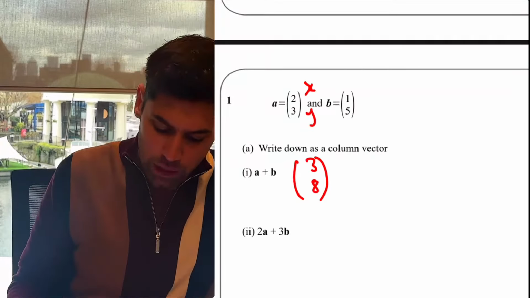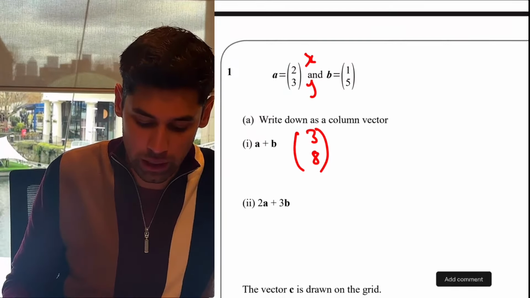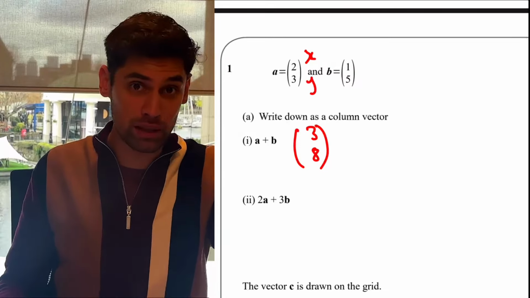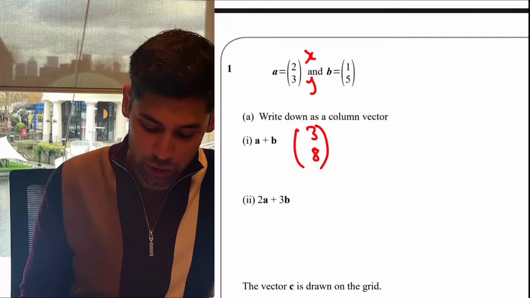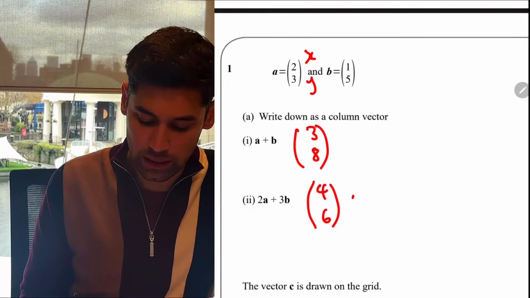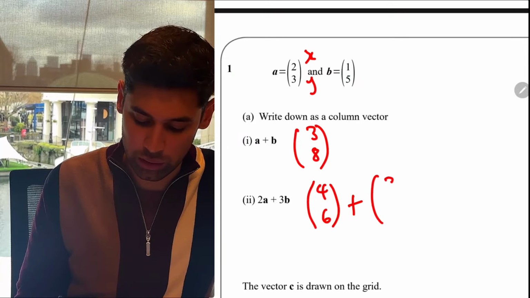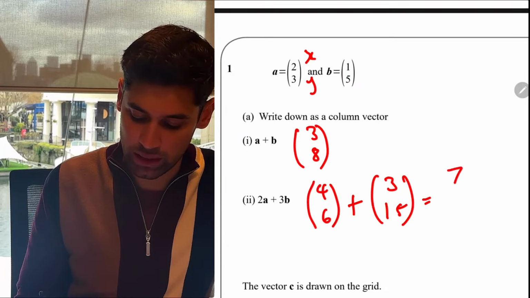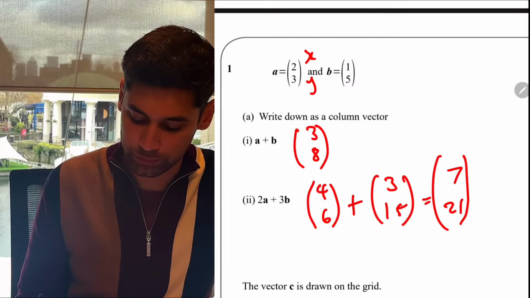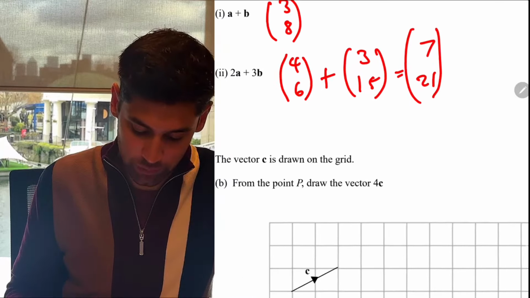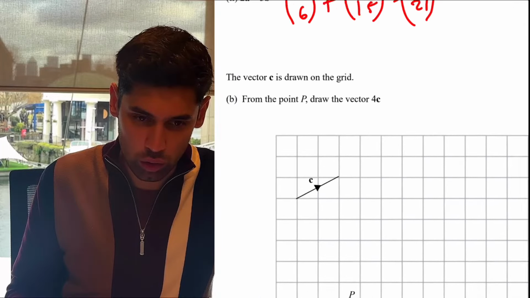The second one, 2A plus 3B. Quite simply, we times the A vector by 2, we times the B vector by 3, and then we add them. So timesing the A vector by 2 creates (4, 6), and then timesing the B vector by 3 creates (3, 15), and then we add those together to get, quite simply, (7, 21), which is very simple.